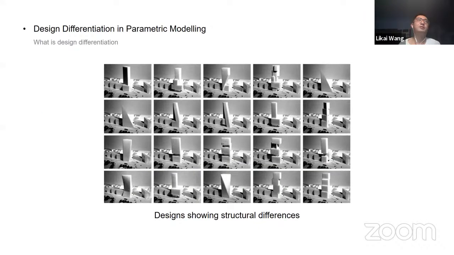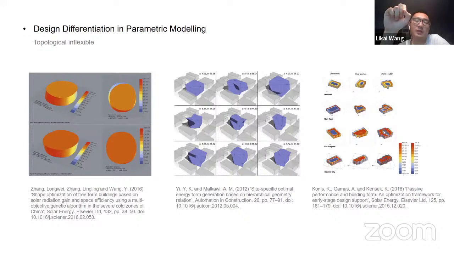So for the design differentiation in the parametric modeling, usually in a real-world architecture design project, the designer tries to create designs showing structural difference. However, if we take a look at the research papers focusing on computational design optimization, we will find that they are using very simple parametric models and creating quite similar design solutions. This can be understood as having very low topological flexibility.